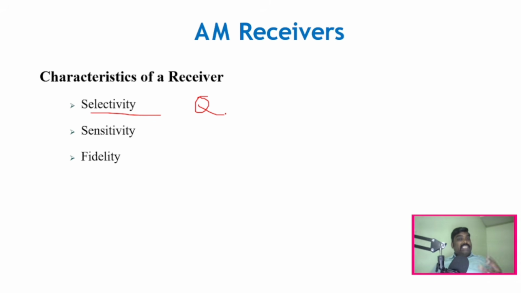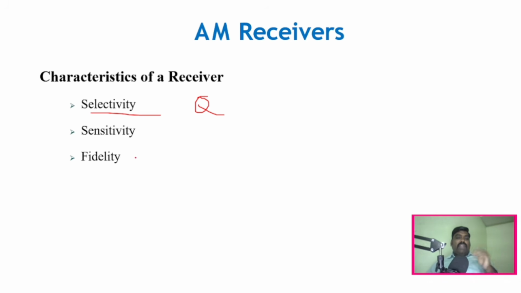And what is sensitivity? Sensitivity is the ability of the receiver to pick up weak signals. Even though it has selected the desired signal, within that signal there will be some weaker signals, and those will be identified by the receiver. The ability of the receiver to identify the weakest signal is called sensitivity. And what is fidelity?